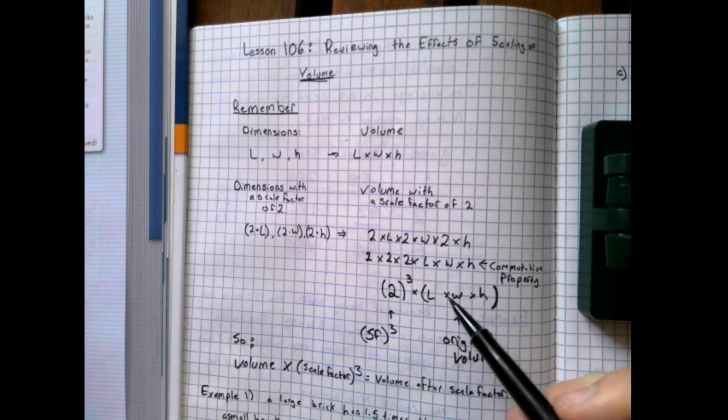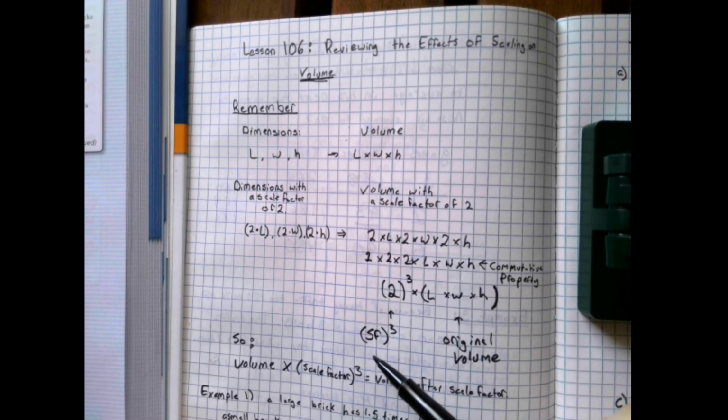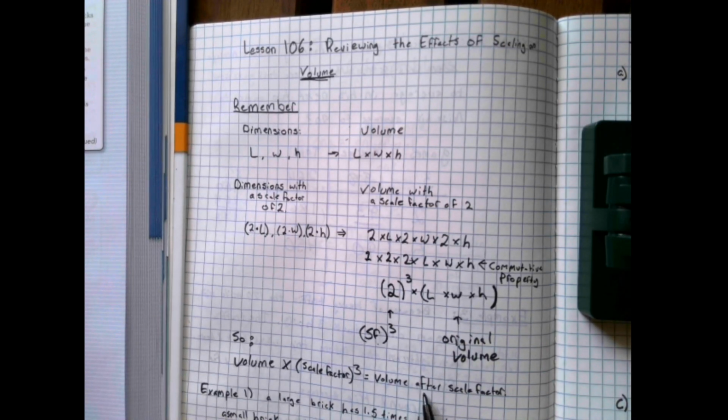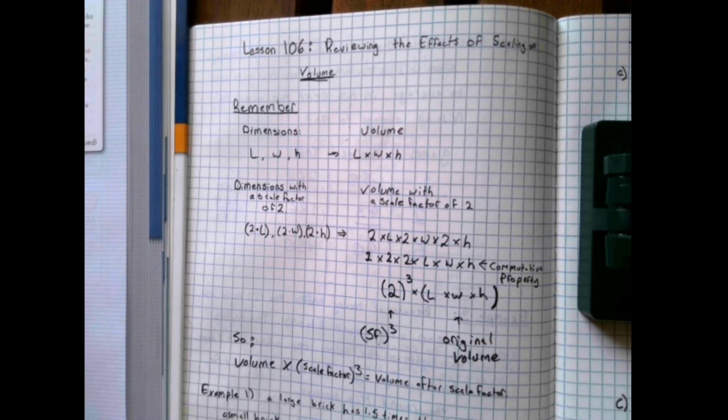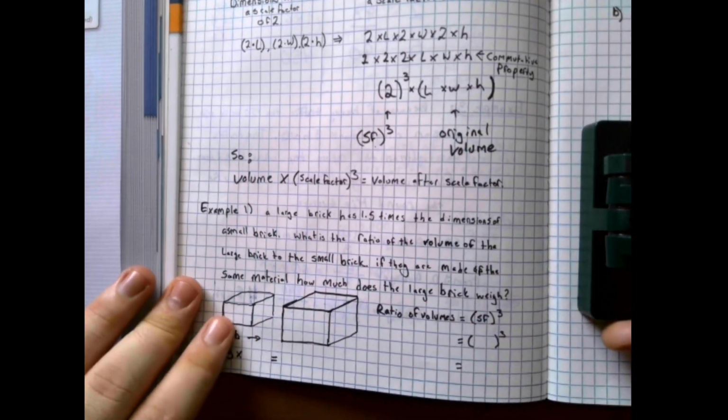We can use this in any sort of problems. It doesn't have to be a cube. Anytime you're finding volume, the ratio between the two volumes will be your scale factor cubed. So what we say is that volume times scale factor cubed will be the volume after we've applied the scale factor. Now there's one example, and then we're going to go into the practice set.